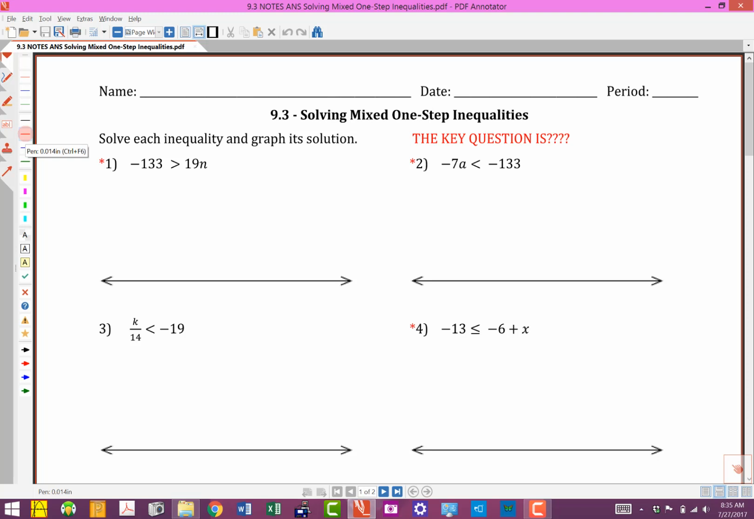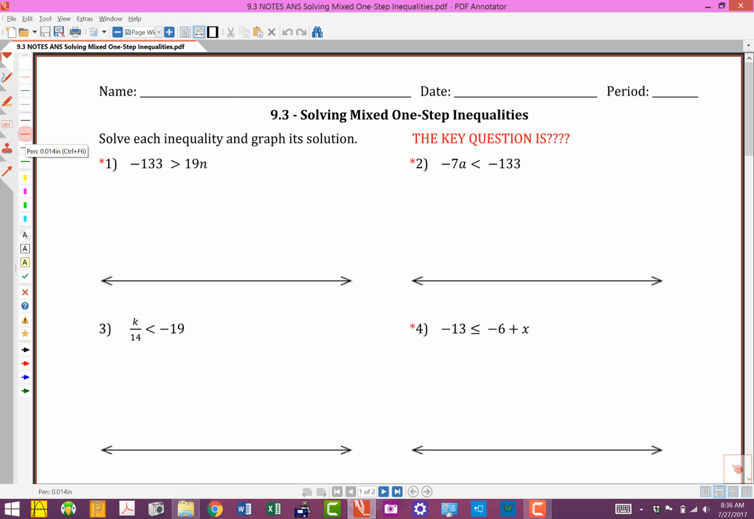So here's the key question. How do you solve an inequality? Hopefully we've gone over that enough that you know. The answer is we solve it just like we solve an equation, except when we multiply or divide by a negative. If we multiply or divide by a negative, we've got to switch the direction of the inequality. And it's only when we're multiplying both sides by a negative or dividing both sides by a negative that we have to switch the direction. Anything else is okay.